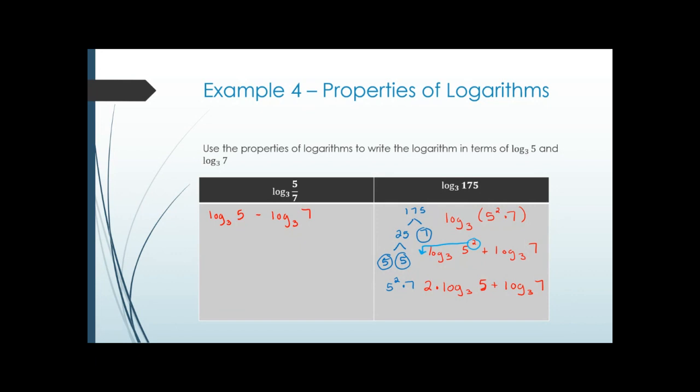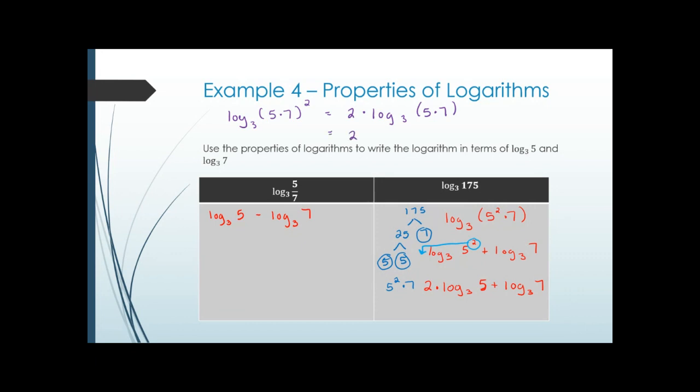Actually, let me just do it in another color here. If we had, let's say instead of log, that square was outside like that. Instead of having 5 squared times 7, it was 5 times 7 squared. What you would do here is first you'd put that 2 in front. So it'd be 2 times the log base 3 of 5 times 7.